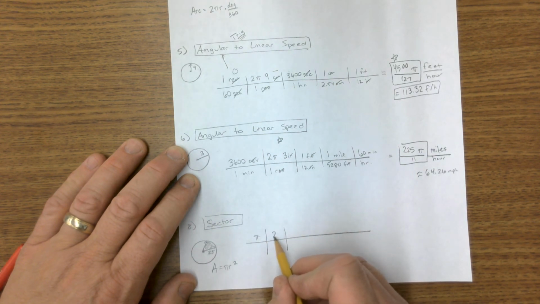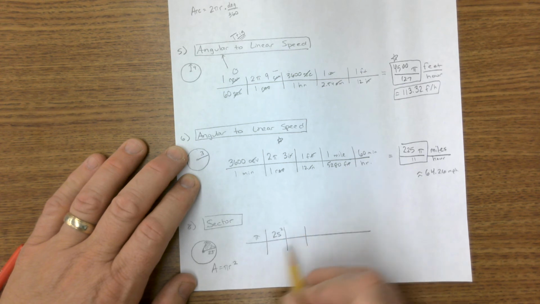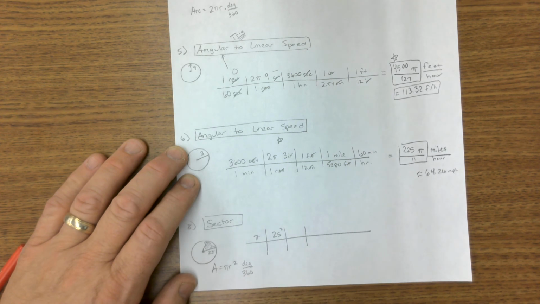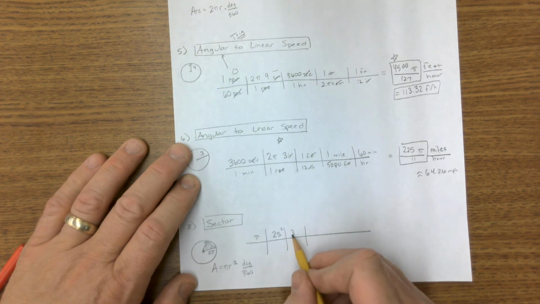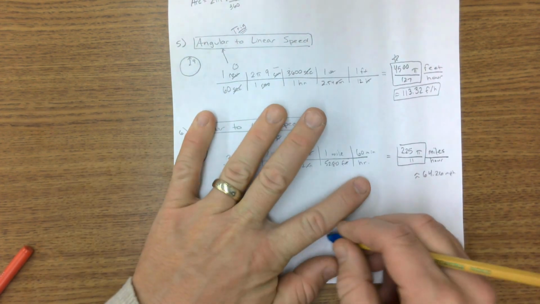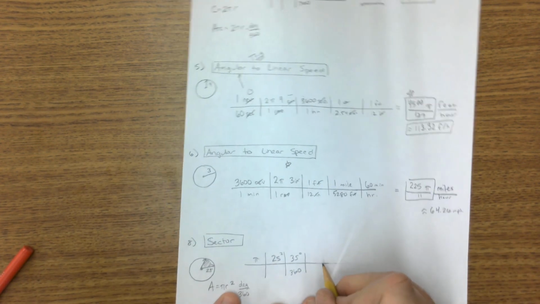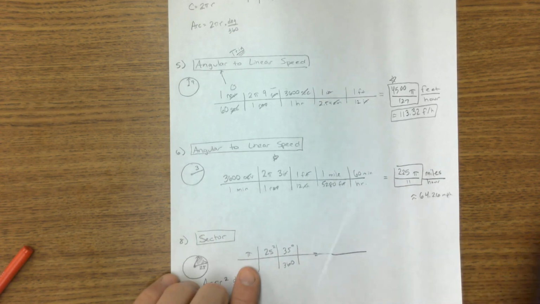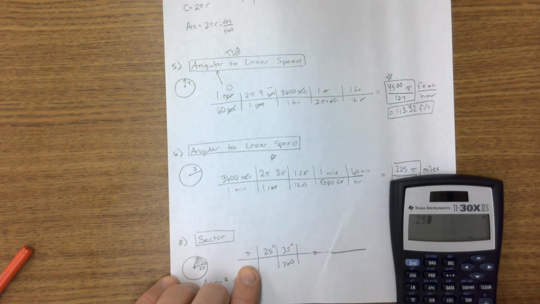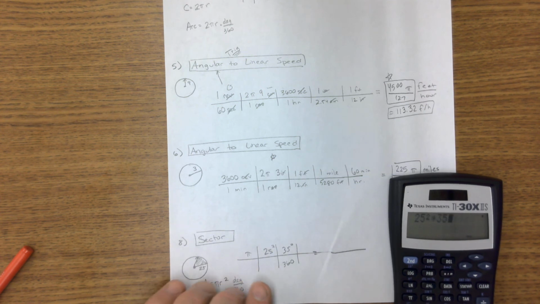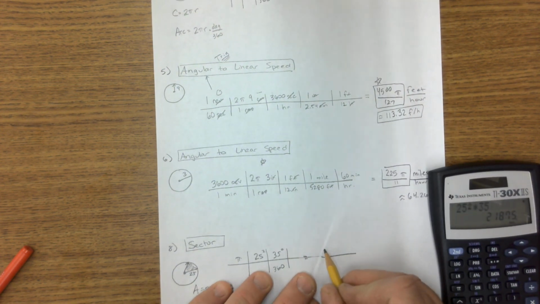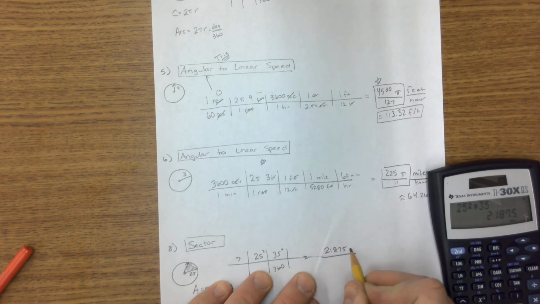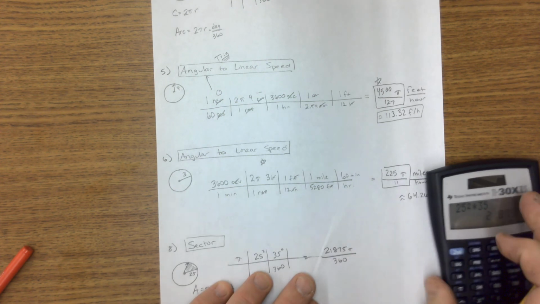radius, 25 squared. And if we only want a sector, again, we're going to shrink it down by multiplying it by degrees over 360. 35 degrees, 360. Don't need all this extra room right here. And again, pi, leave it there, 25 squared times 35. I'm going to do it this way. That's 21875 in the numerator, 360 in the denominator.